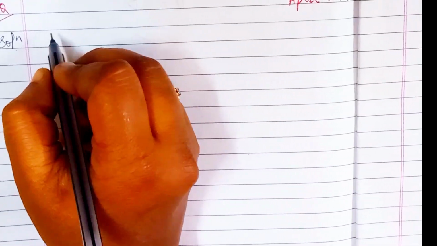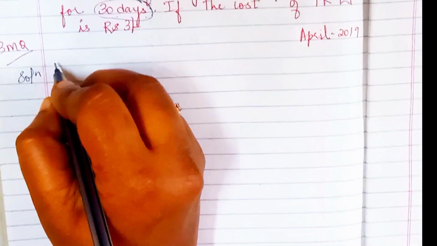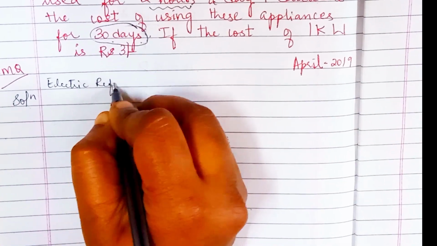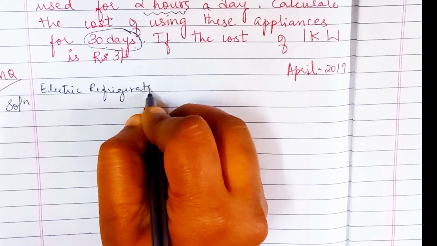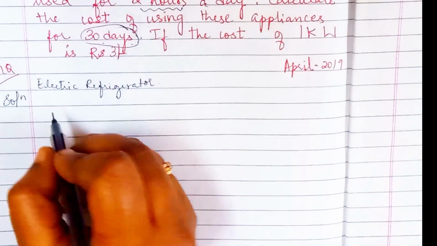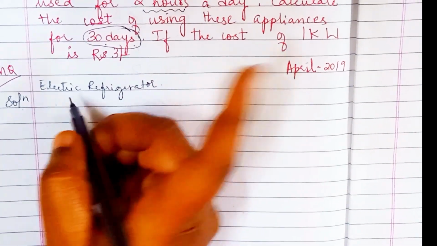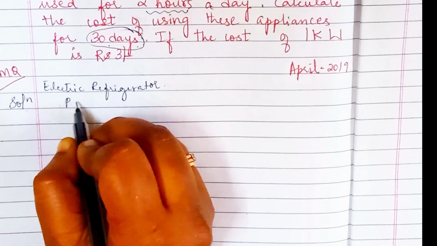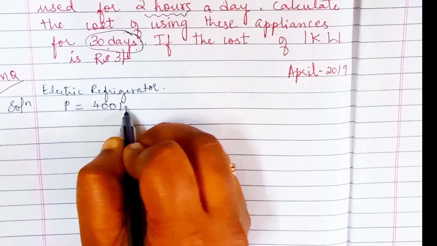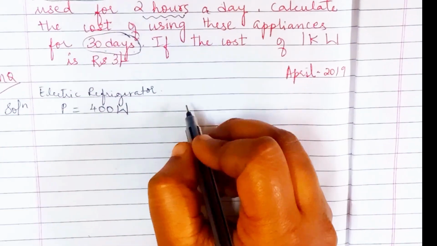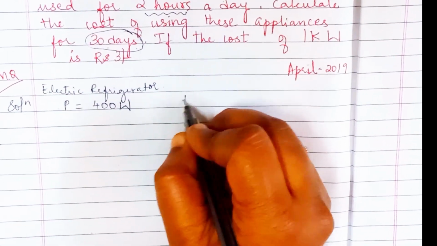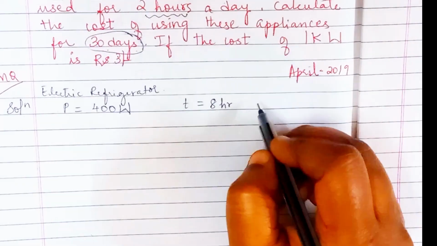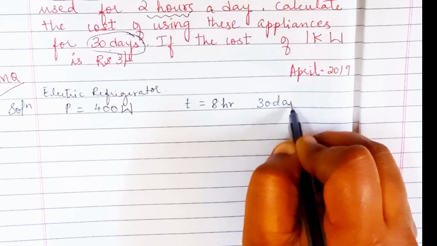So what we have to find, I told you, is for the electric refrigerator. So I'll just write down here: electric refrigerator. What have they given? They have given us the watt which has been used, that is nothing but your power. Power is equal to 400 watt. Then they are asking for how many hours per day it has been used. Time is equal to 8 hours. They are telling you to calculate for how many days. Days is equal to 30 days.